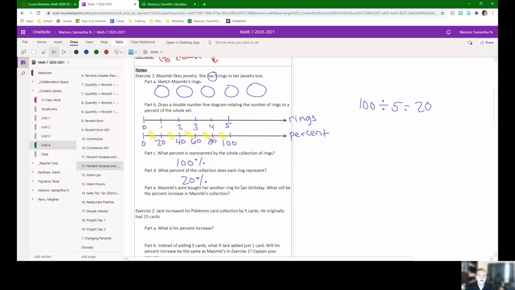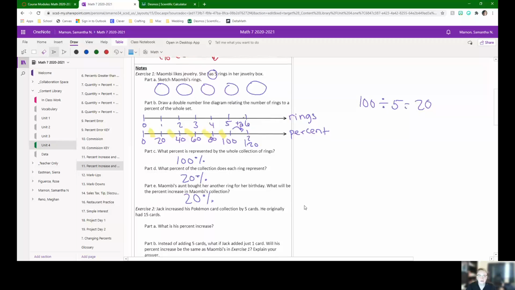Mounby's aunt bought her another ring for her birthday. What will be the percent increase in Mounby's collection? If we get a 6th ring, how much does that go up to? How much percent did we add on? Well, if each ring is 20%, the increase is 20%. We just added another ring at the end. So now it's up to 120%, but the increase, how much it went up, was 20%.